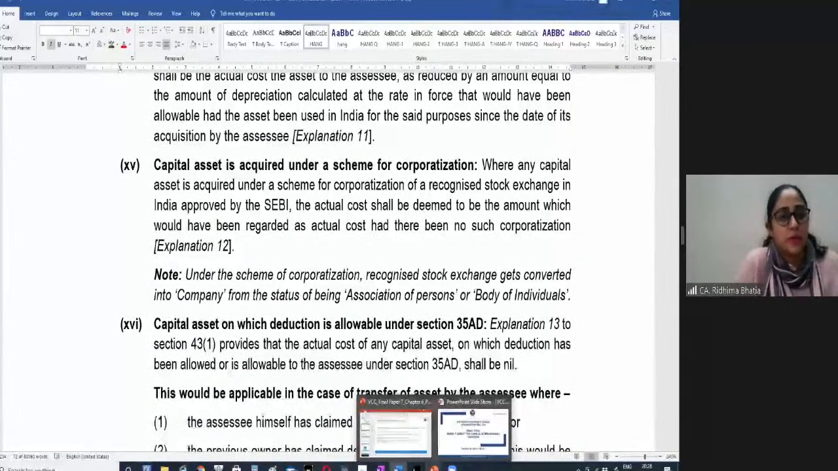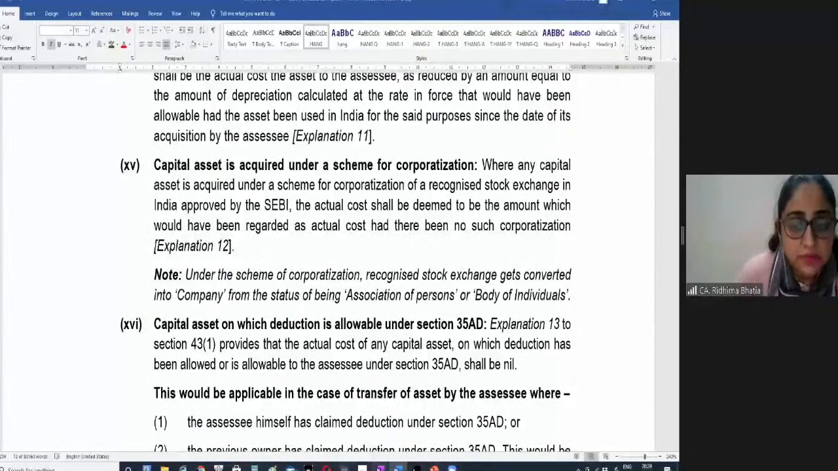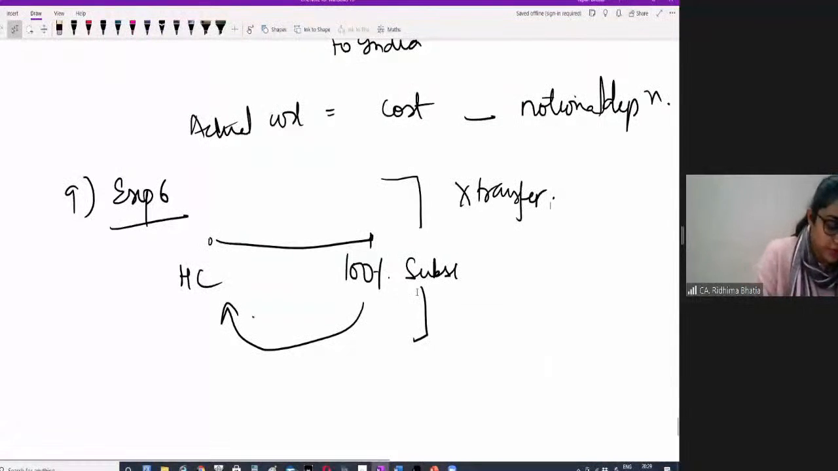It's called corporatization. So earlier the recognized stock exchange was an AOP, correct? Now the recognized stock exchange is a corporate. For that corporate, the actual cost will be the deemed amount which would have been regarded as actual cost had there been no such corporatization. Had there been no such corporatization, the same cost would be taken up now also. Clear? Now for 35AD, obviously we will do it in detail, but what does this 35AD point say here?